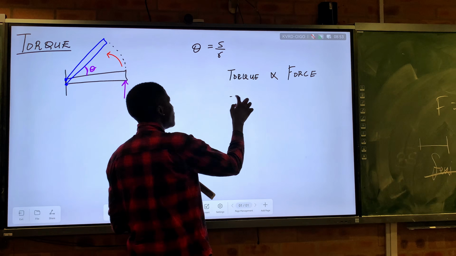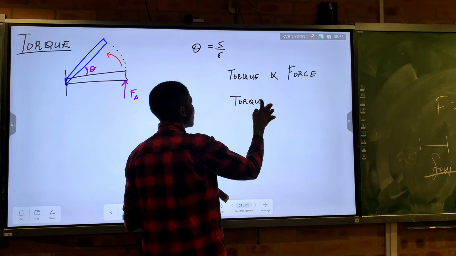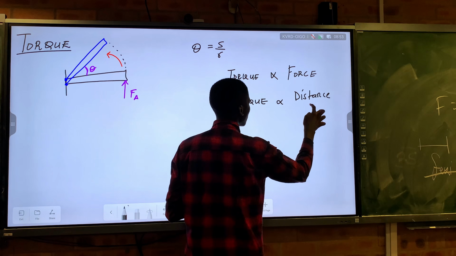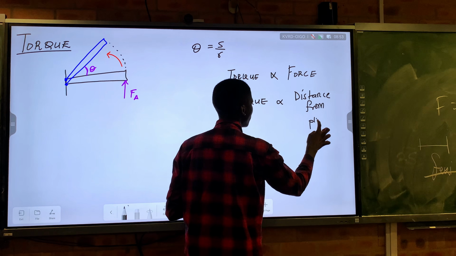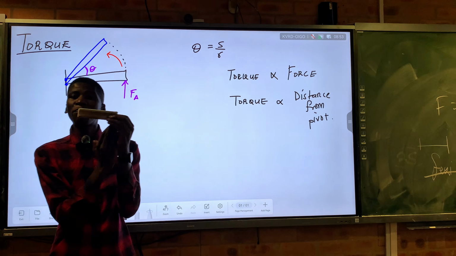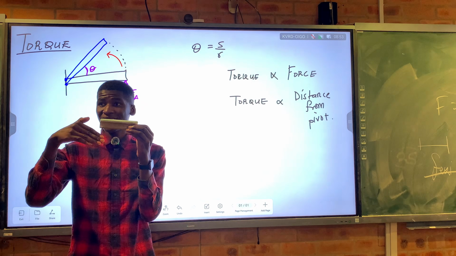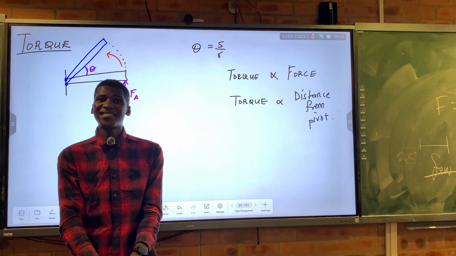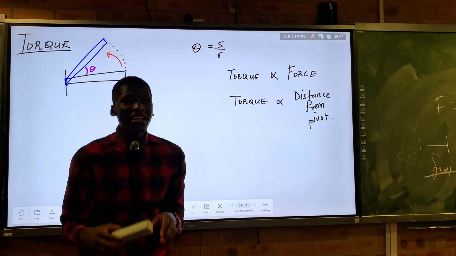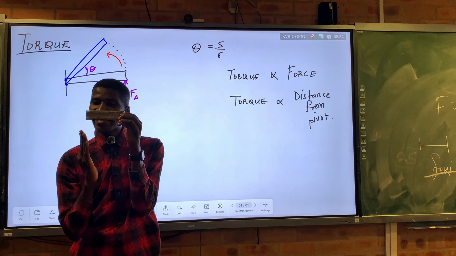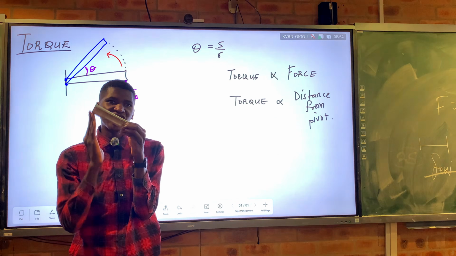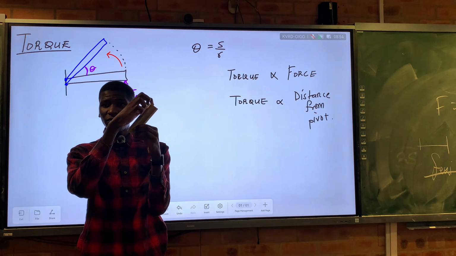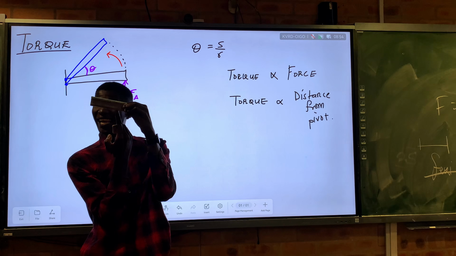So we say that torque is also directly proportional to the distance from the pivot. Remember, the pivot is this fixed point. Let's fix our object here so that it can rotate. Otherwise, if we don't fix our object, it won't rotate. If I let go of it, it just accelerates downwards. But if I fix it at a certain point and apply a force at a certain position, it's going to rotate. If I apply a force here at the end, it's going to rotate more compared to if I apply a force here.